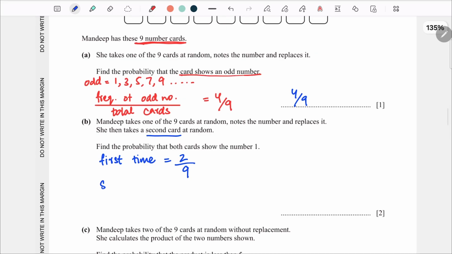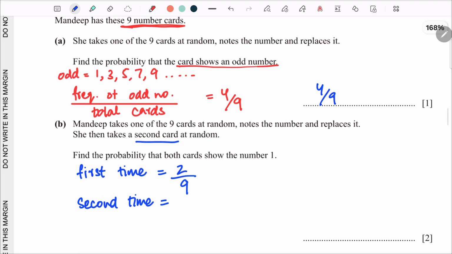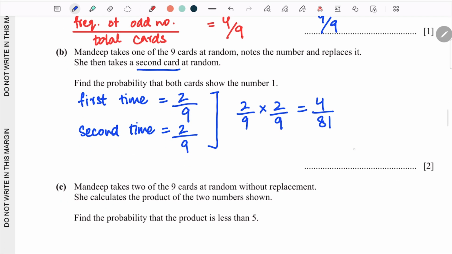And for the second time, basically when she picks up the card for the first time and she reads it, she then replaces it, which means that the total number of cards will remain constant. That means 9, and 1 will also appear 2 times. So this will also be 2 over 9. So the probability of both cards showing number 1 will be 2 over 9 times 2 over 9, and that is equal to 4 over 81. And this will be our final answer.